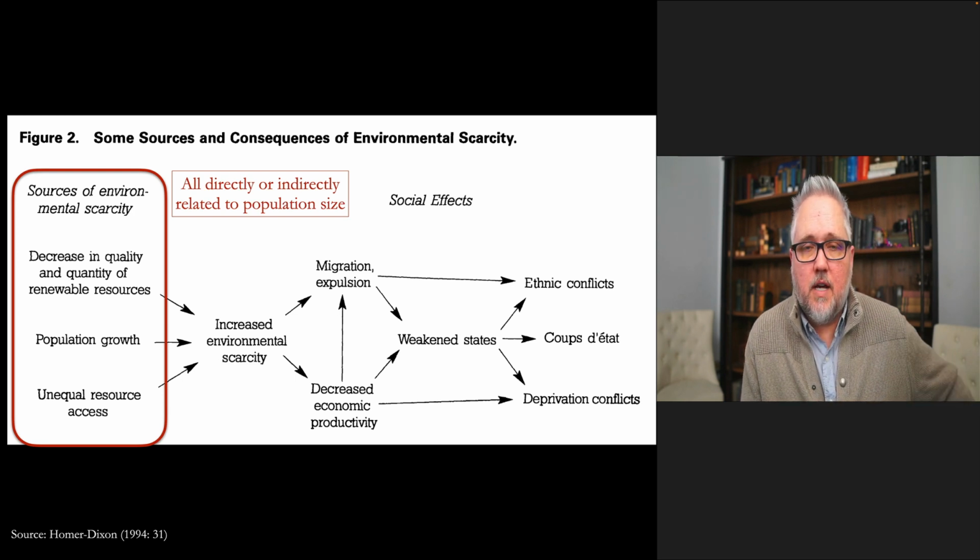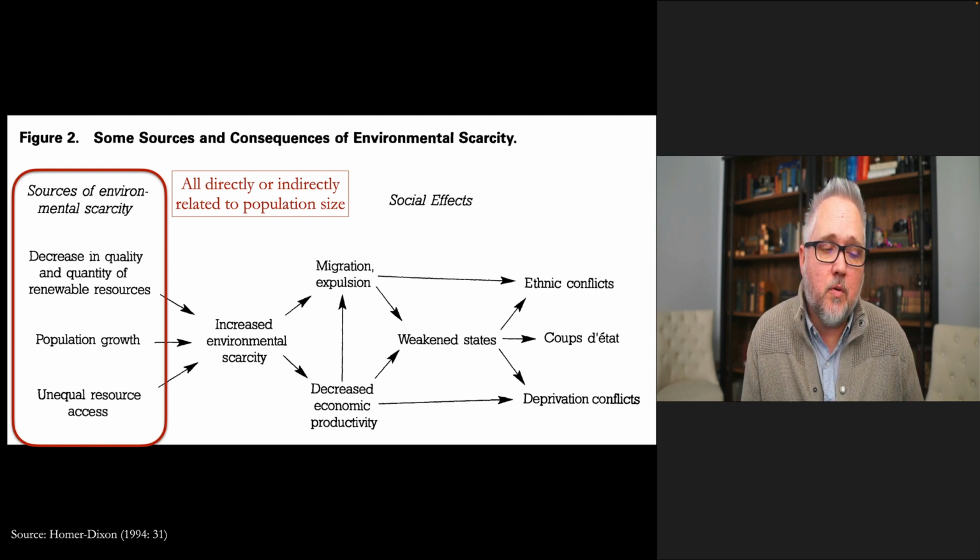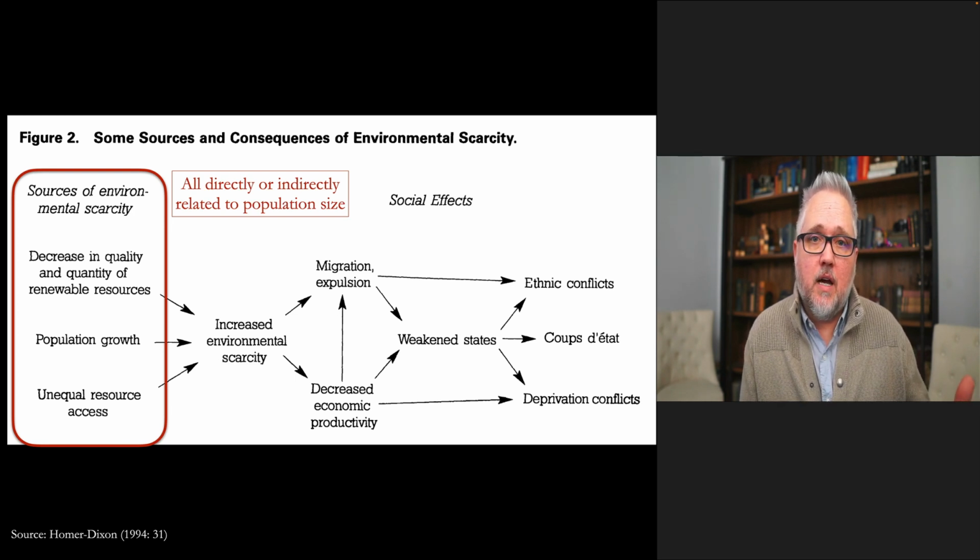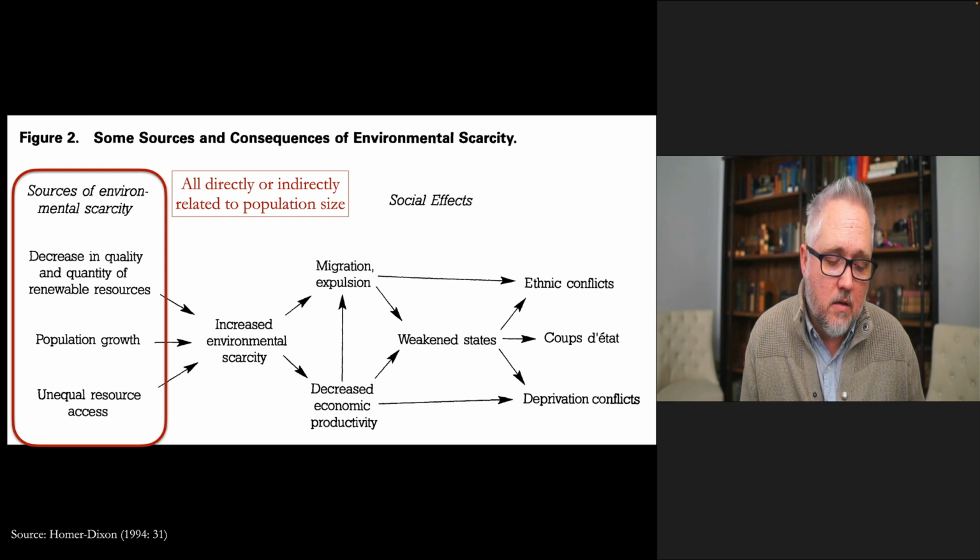Tying this back to the Homer-Dixon reading from a couple of weeks ago, the sources of environmental scarcity all connect to population pressures. Decreasing quality or quantity of renewable resources can come because of a larger population making unsustainable demands on the land in which they live. An article came out today in the Washington Post talking about water scarcity in California, where I'm from, which is really viscerally important to me and my family who still live in Northern California and in Southern California.